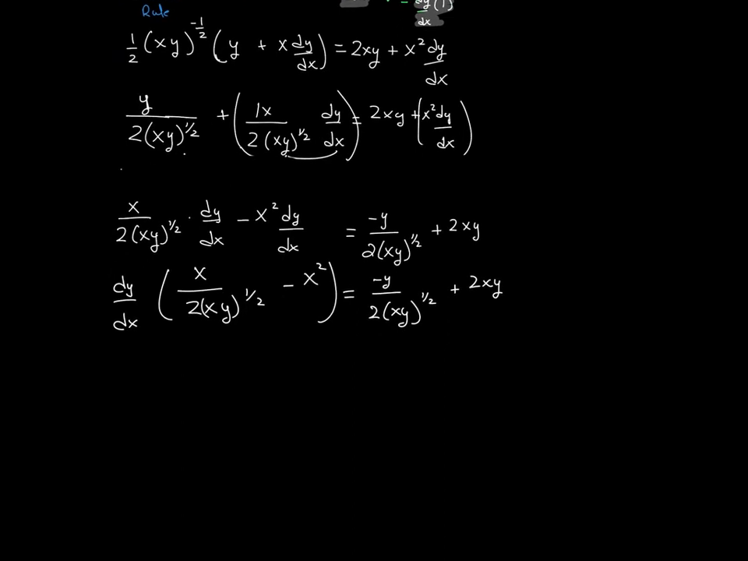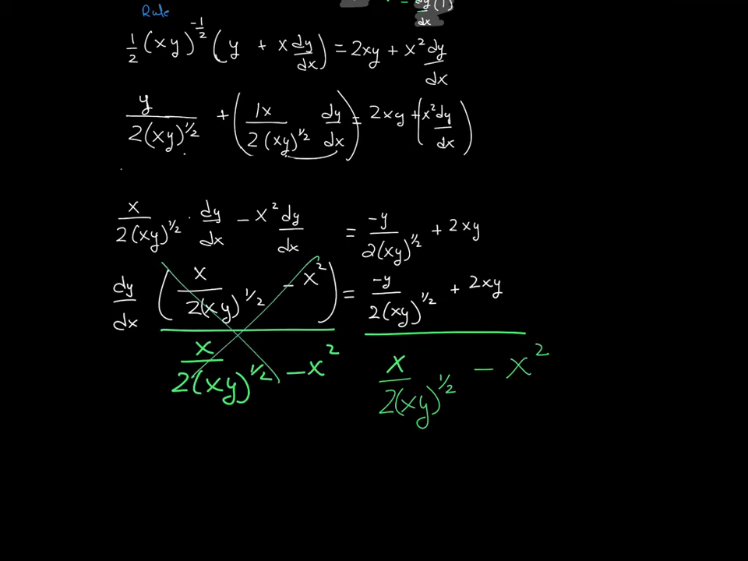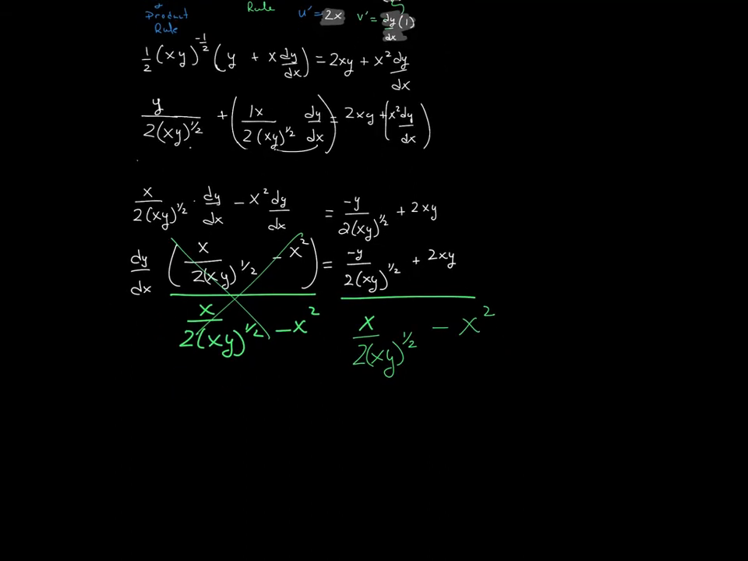So what I want to do for both of these now is divide both sides by that x over 2xy to the 1/2 minus x squared. And all of this becomes 1. So in order to simplify and find out what dy over dx is equal to, I want to take this complex fraction that I have, and if you look, the denominator for both of them is 2xy to the 1/2.